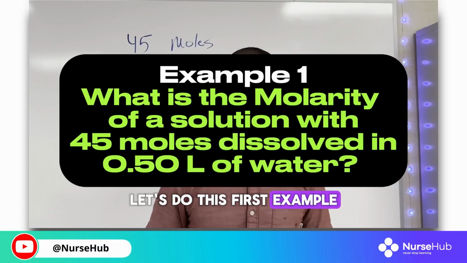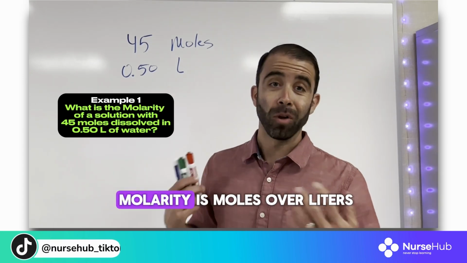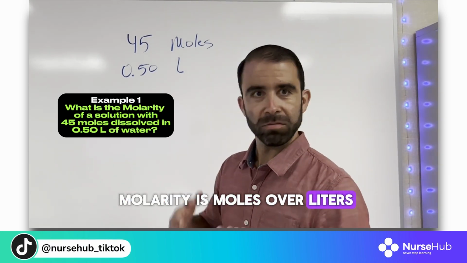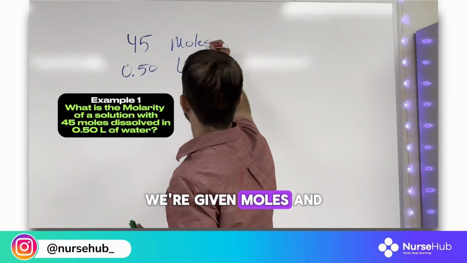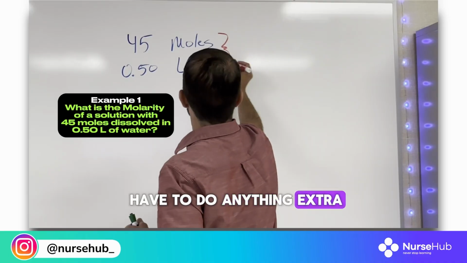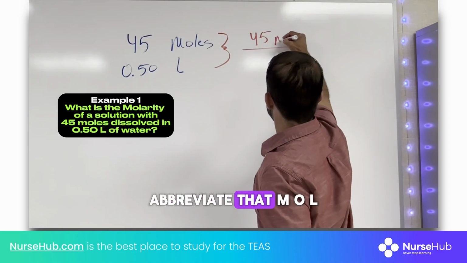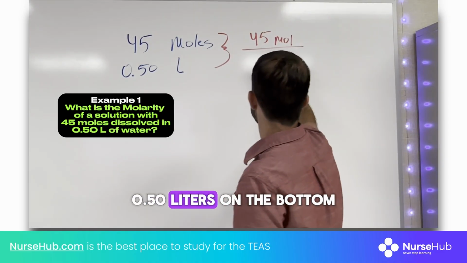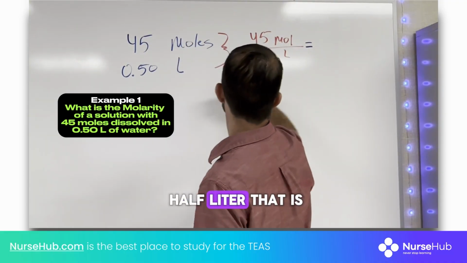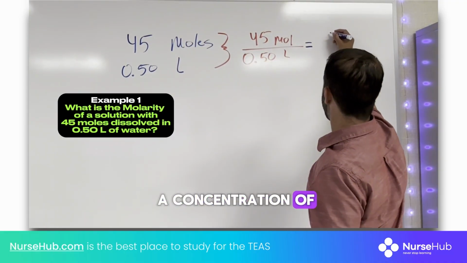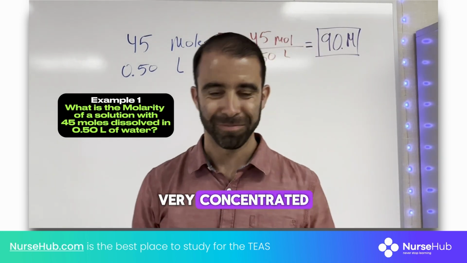All right, let's do this first example. So you have 45 moles and 0.50 liters. Now, we know that molarity is moles over liters. It's literally all we're gonna do right now. It's really nice of this problem. Starting real simple, we're given moles and liters, so we don't have to do anything extra. So, 45 moles on top, abbreviate that MOL, 0.50 liters on the bottom, and I divide these two numbers. So if I have 45 moles and a half liter, that is a concentration of 90, capital M, molar. Very concentrated. Let's do another one.